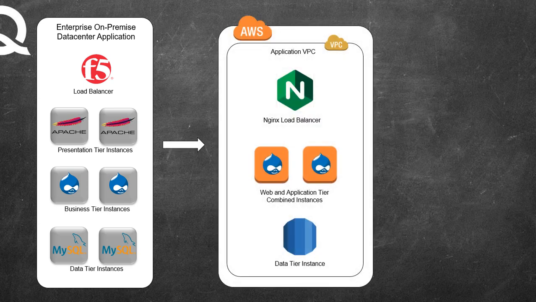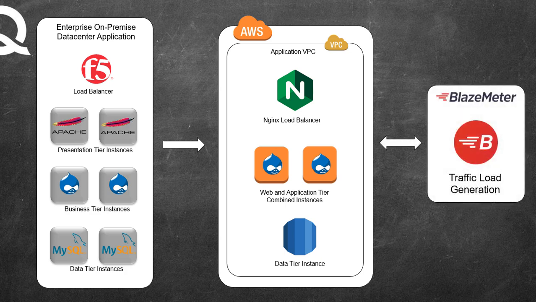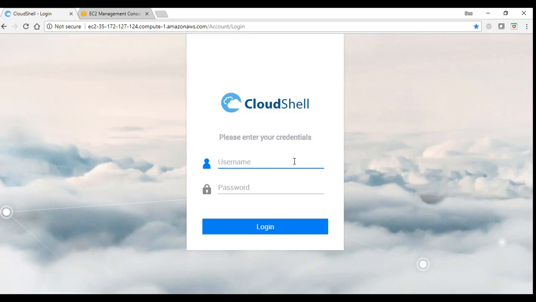We'll go ahead and re-platform that for the Amazon environment with an Nginx load balancer, and we've combined the instances of web and application, and we've introduced a cloud-native Aurora data tier. We'll then proceed to add the BlazeMeter software as a service traffic load generation, which will give us an idea of how the application is responding as compared to the on-premise version. We'll go ahead and log into the CloudShell interface.